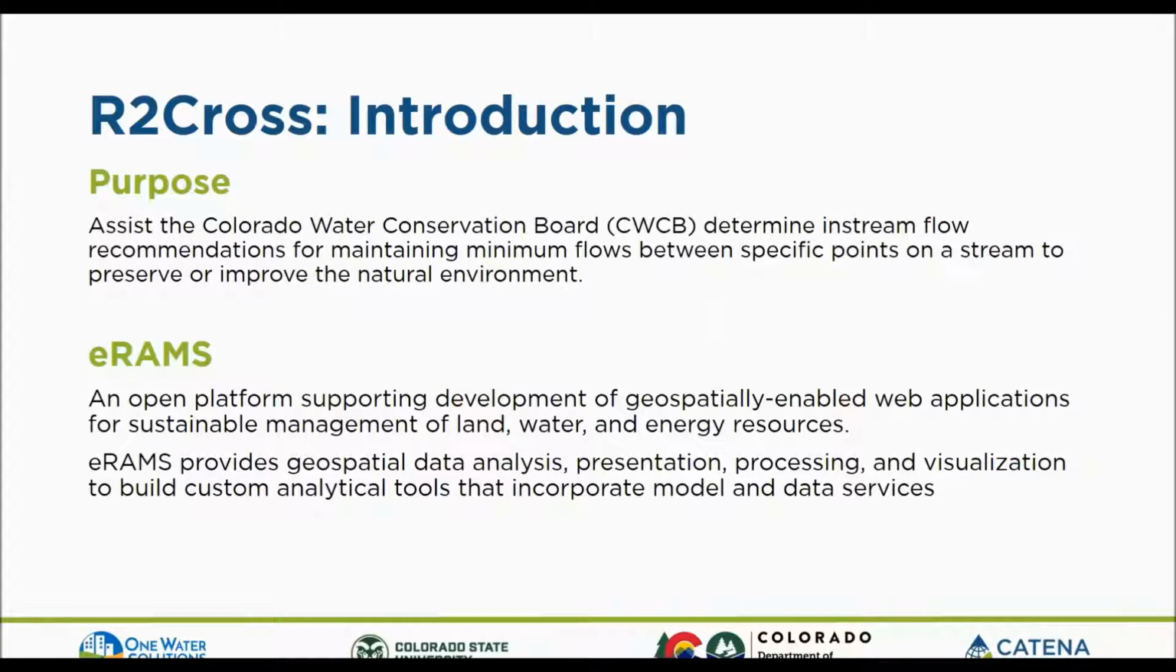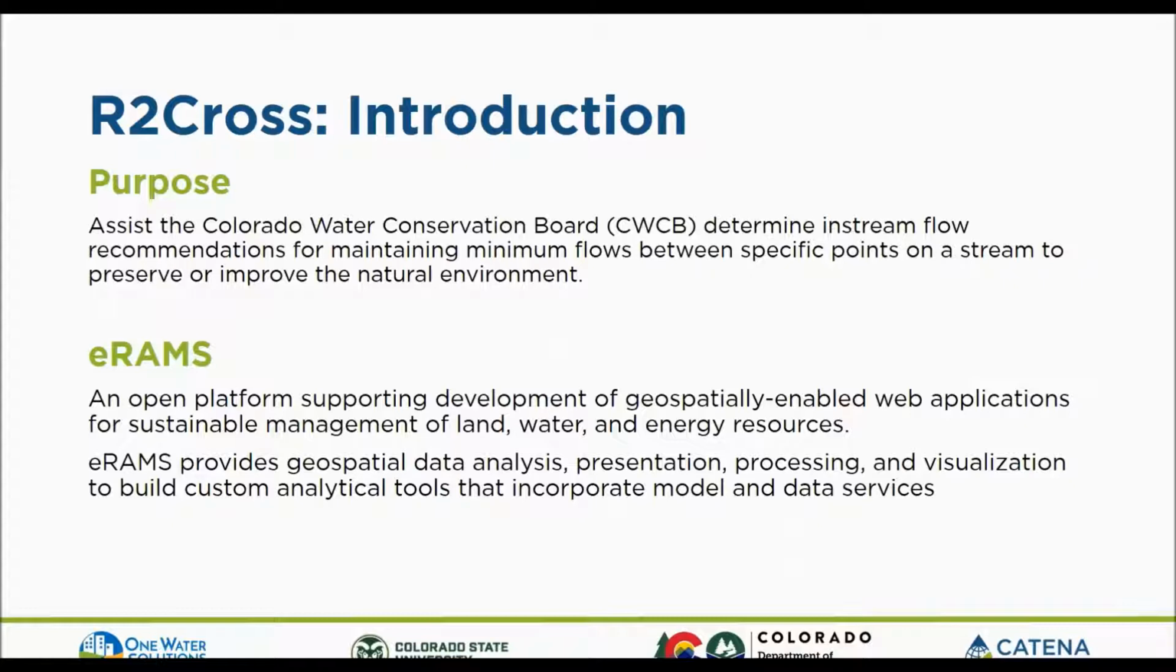The R2Cross program was created to assist the Colorado Water Conservation Board in determining in-stream flow recommendations for maintaining minimum flows between specific points on a stream to preserve or improve the natural environment. Standardized field and office procedures help to ensure that in-stream flow recommendations reflect the amount of water required to preserve the aquatic habitat in riverine environments. The R2Cross method is one of the standard techniques employed by state and federal agencies to model in-stream hydraulic parameters and develop in-stream flow recommendations in Colorado.